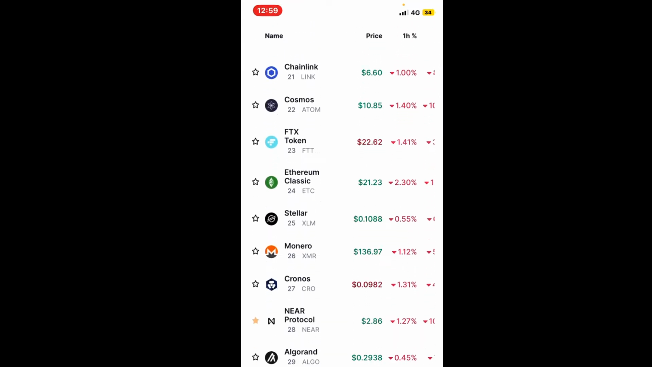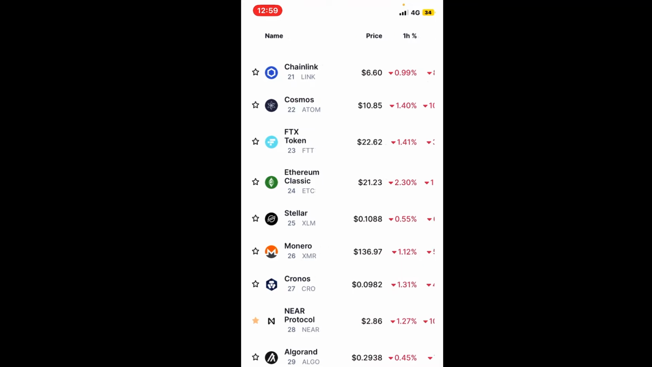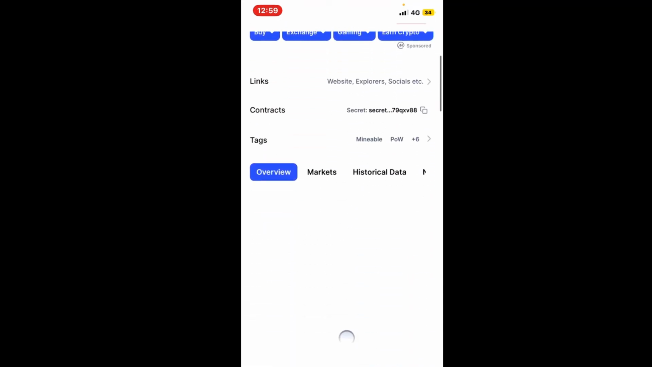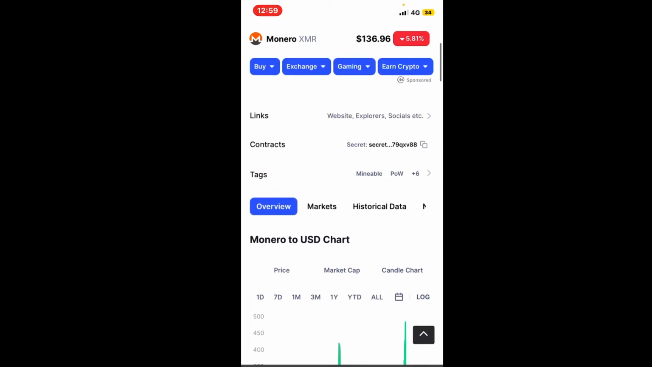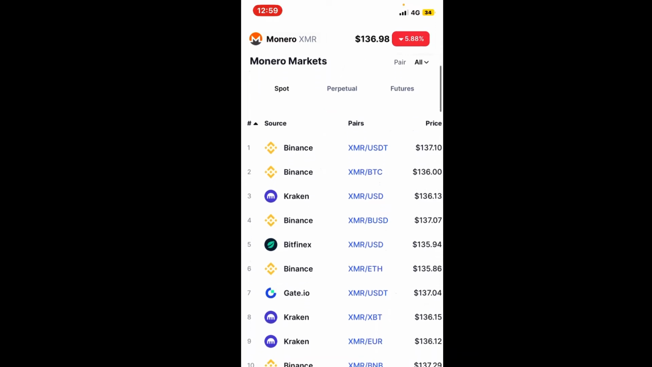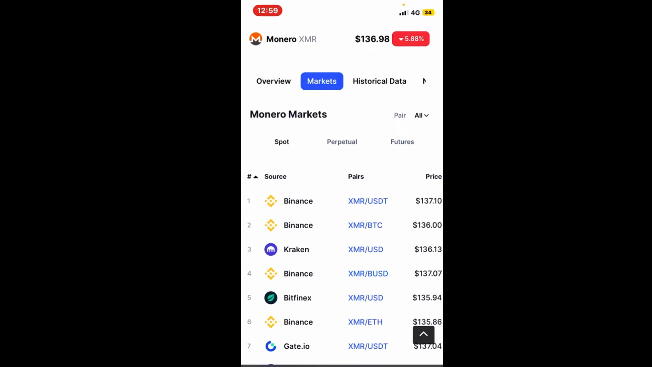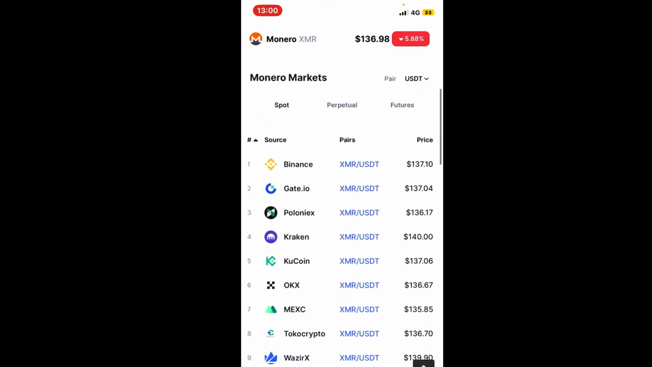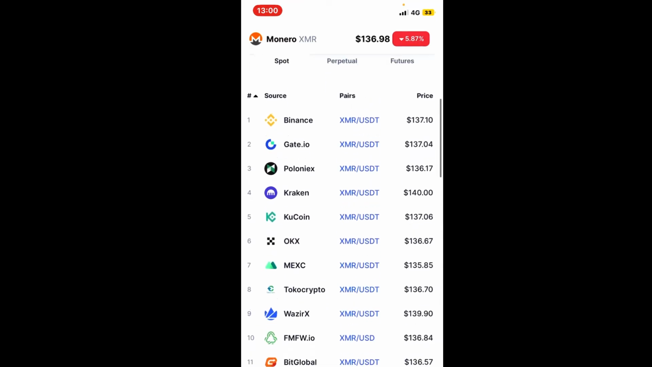So this is the coin, ranked 26 among all crypto. The market cap is 2.49 billion. So I'm going to press this. You come over here. This is the market where you can buy this coin. For example, now I'm going to press this pair because I need the Monero XMR and USDT pair only to verify this.